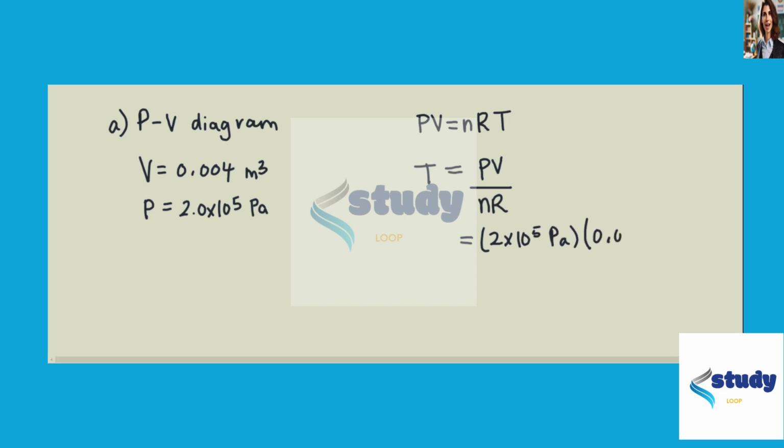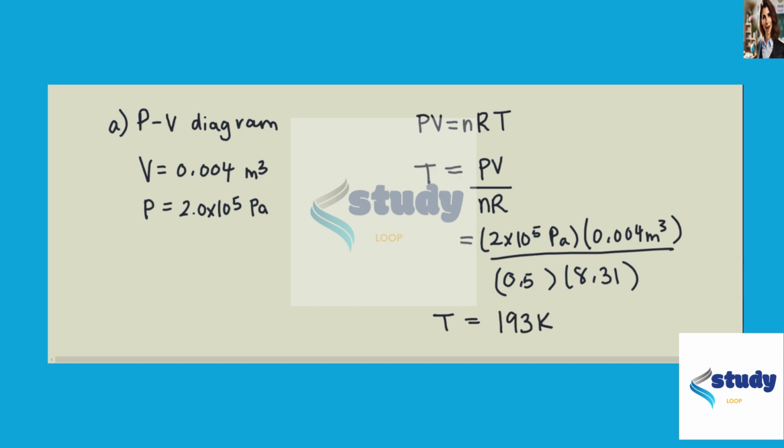So we just go ahead and plug everything in. The n is the number of moles, so we use the 0.5. And R is a constant. It's about 8.31. So once we do that calculation, we get a value of about 193 kelvins. So that's the final temperature of the gas.